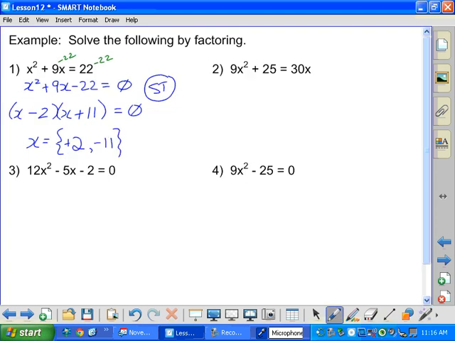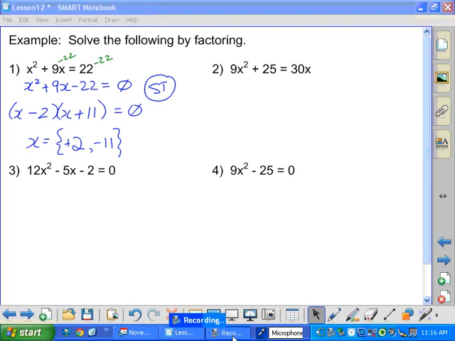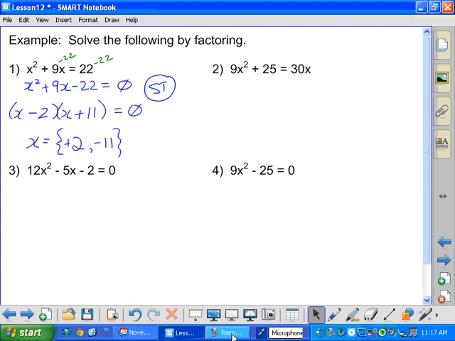So there we go. Moving on to my second example. Again, it's got to be equal to 0, so that's the first thing I'm going to do. I've got to move that 30x over, and I'm going to put it in order of decreasing powers of x. So I'm going to have 9x squared. Next, I want my x term, so I'm going to insert the negative 30x there, plus 25 equals 0.